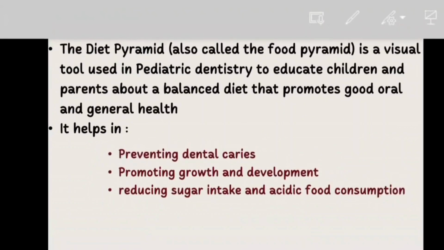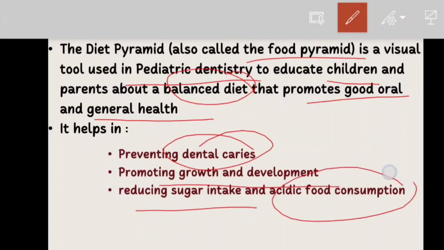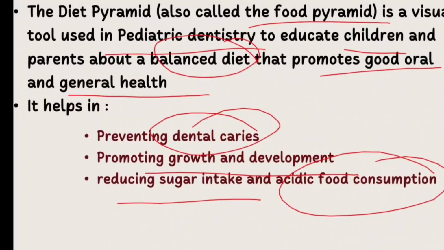So what is a diet pyramid? The diet pyramid, also called the food pyramid, is a visual tool which is used in pediatric dentistry to educate children and parents about a balanced diet that promotes good oral and general health. Okay. So why is it important? Because it helps in preventing dental caries, it helps in promoting growth and development, and it helps in reducing sugar intake and acidic food consumption. Okay. So this is known as the food pyramid.